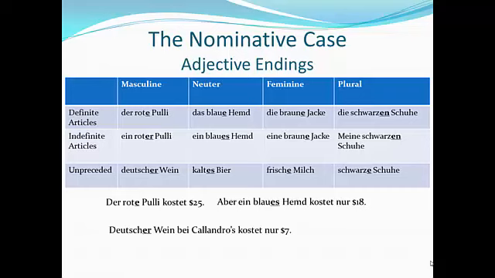Notice the plural changes. Die schwarzen Schuhe, its ending is en. Now let's look at an indefinite example. Aber ein blaues Hemd kostet nur $18. Notice that this ending is es. Looking now at the table again, we notice ein roter Pulli and eine braune Jacke as examples of the masculine and feminine indefinite article endings, respectively.